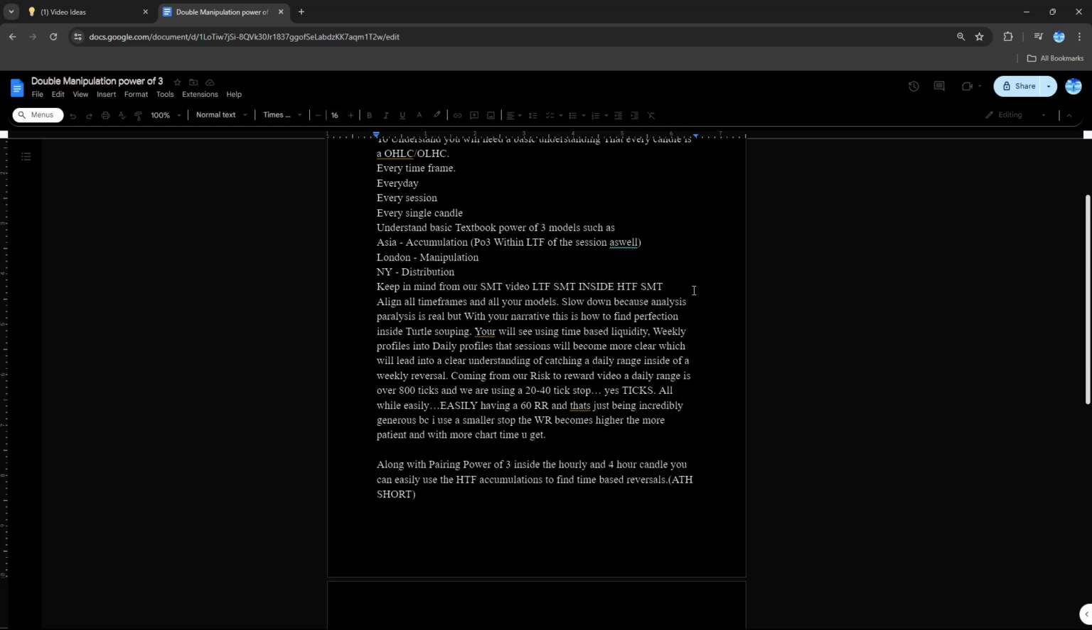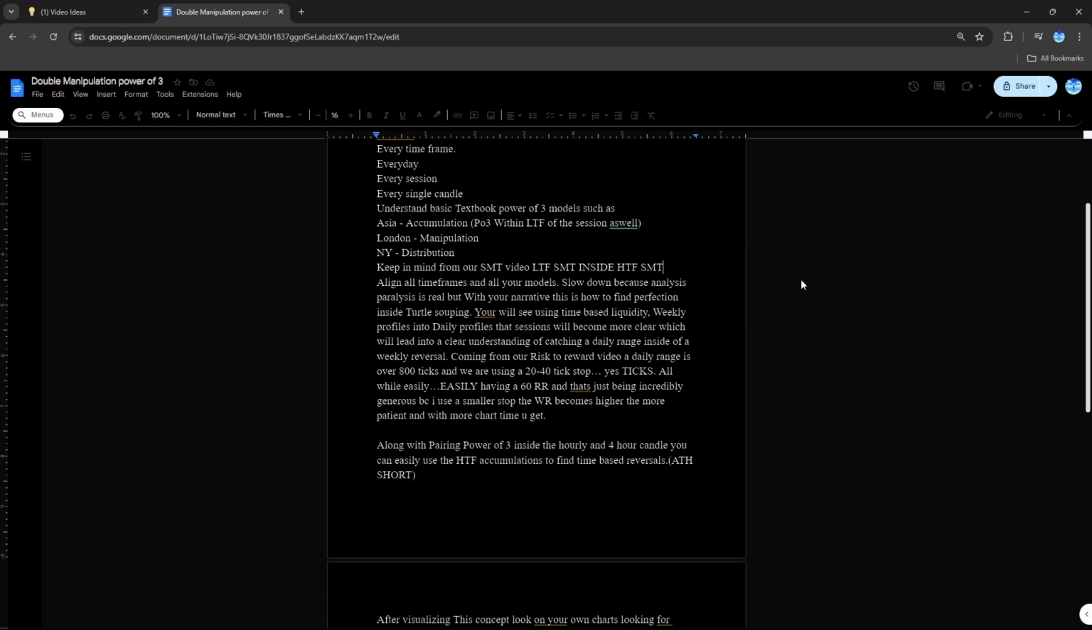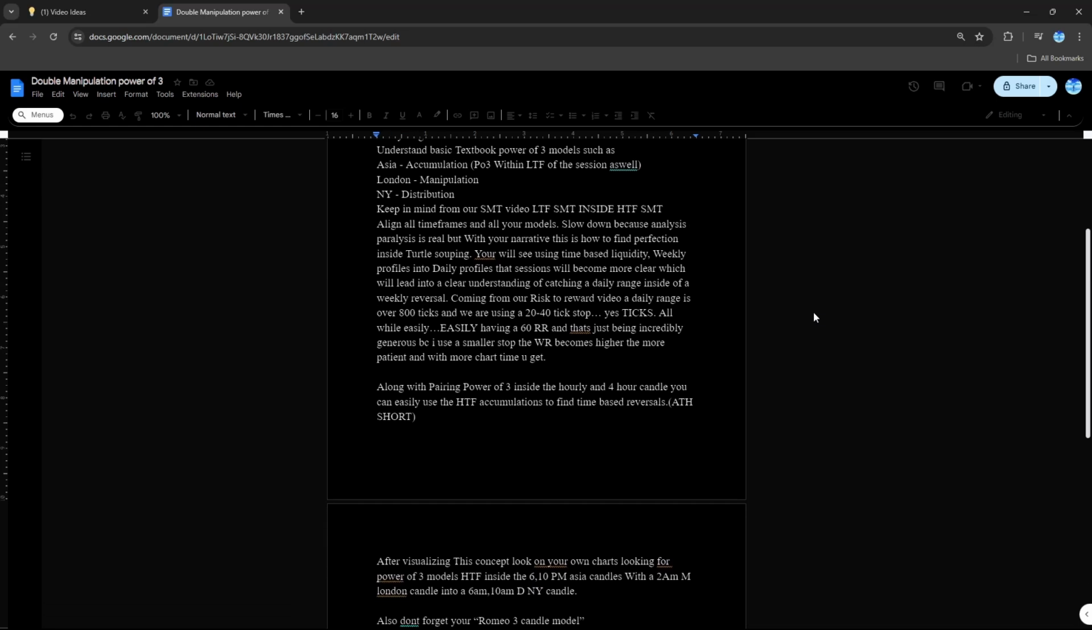We're going to slow down because analysis paralysis is real, but with a narrative, it's going to be how you find perfection inside of turtle souping. You will see, using time-based liquidity, weekly profiles inside of daily profiles inside of weekly, that sessions will become more clear, which will lead to a clearer understanding of catching a daily range inside of a weekly reversal.